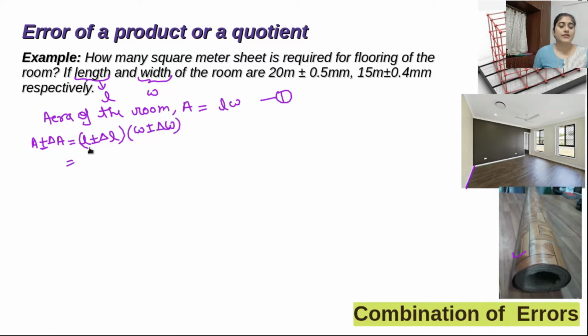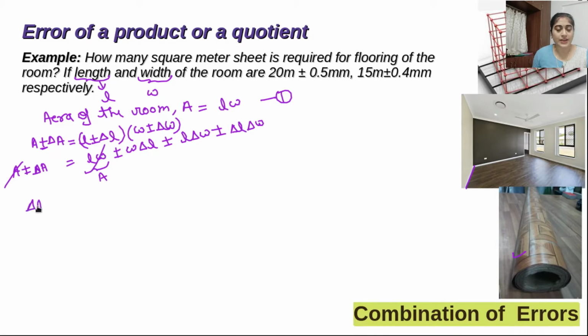Okay, if I am simply multiplying these two brackets, it will be LW plus minus W into delta L plus minus L into delta W plus minus delta L into delta W. Like this you can write. This equals A plus minus delta A. Now we can cut this, because we know A equals L into W, so I can cut this from the first equation.